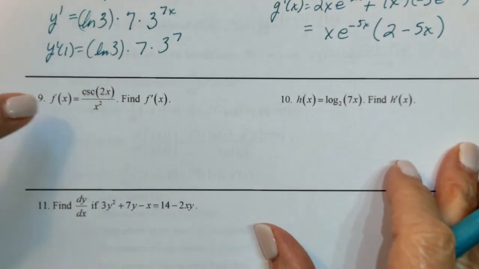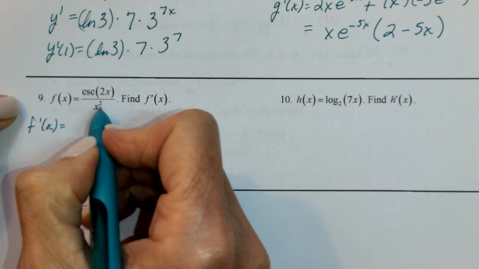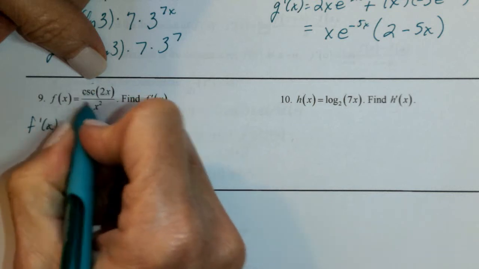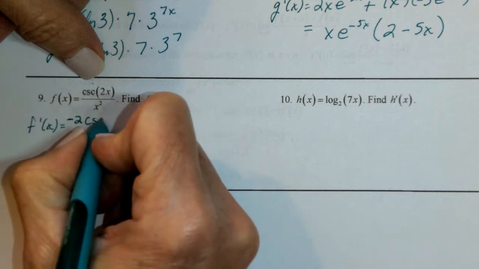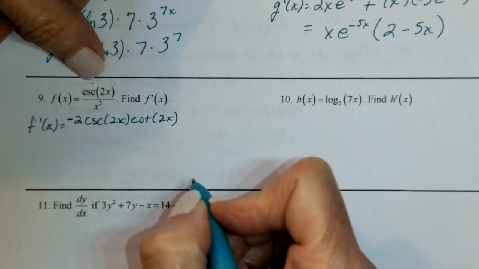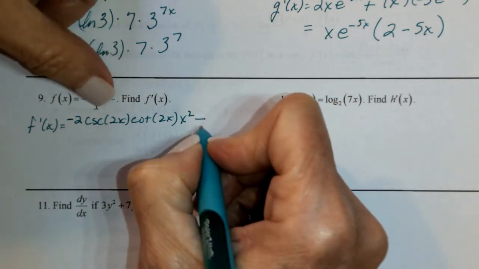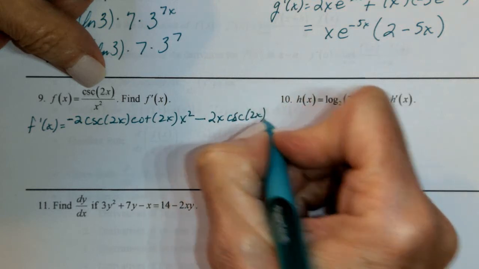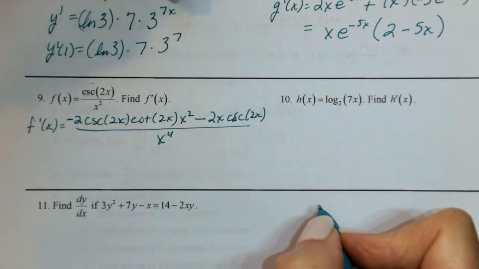And number 9, we need to apply the quotient rule. So for the quotient rule, I start at the top and take the derivative. Well, I have that 2x, so the derivative of that is going to be 2, and now I just have like cosecant of u. So the derivative of cosecant of u is negative cosecant cotangent, leaving u each time. Multiply by the denominator, and then minus the derivative of the denominator, and now we leave the cosecant, the numerator, the same. All divided by the denominator squared. Quotient rule.